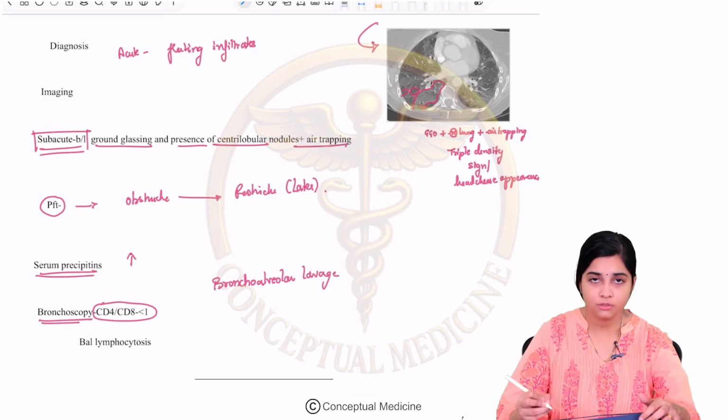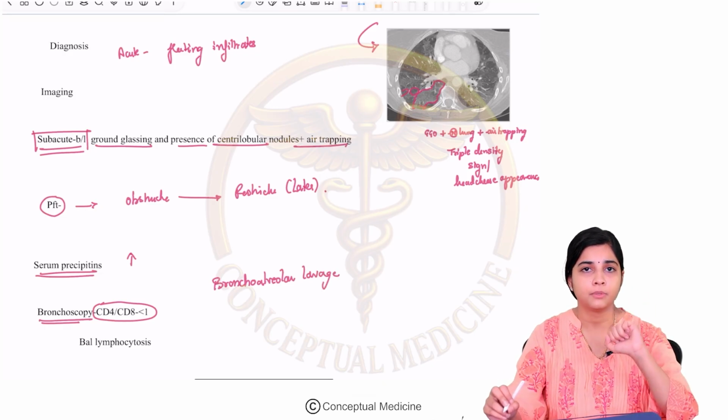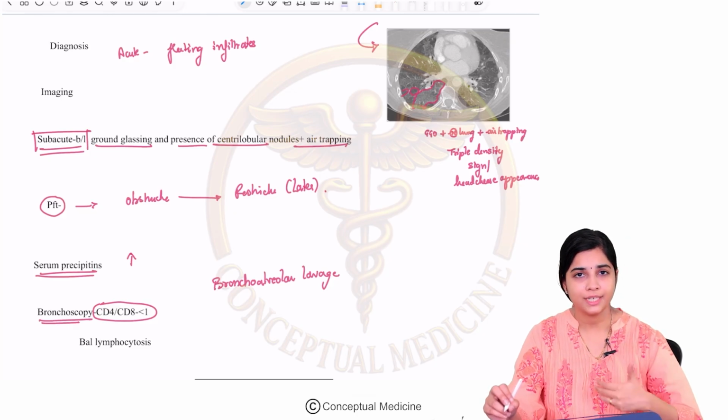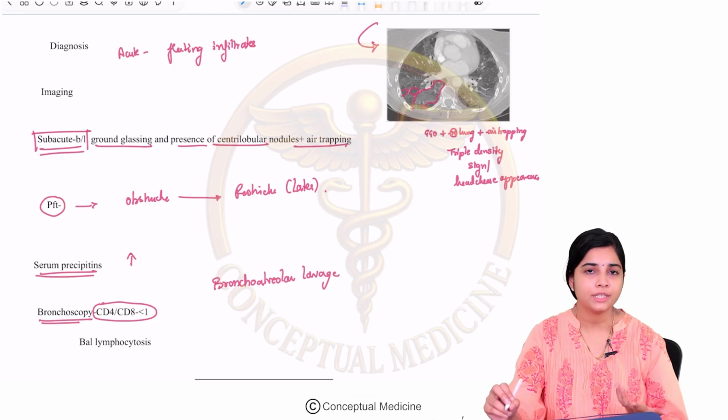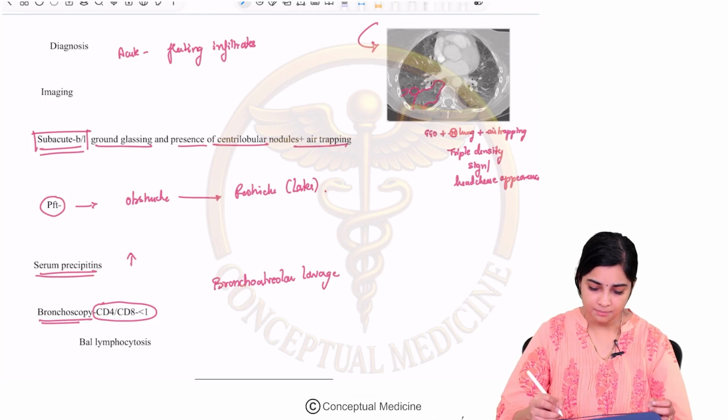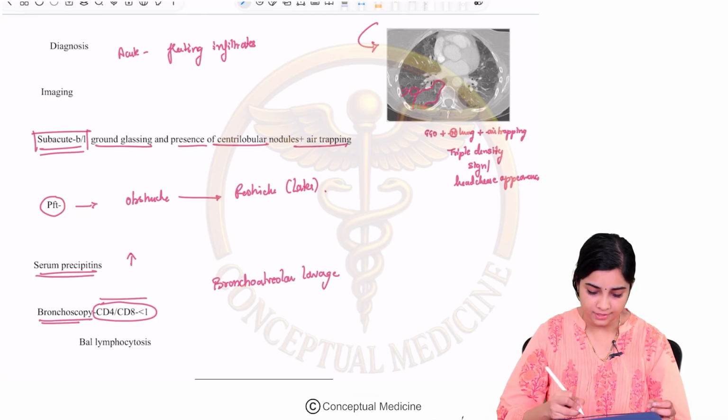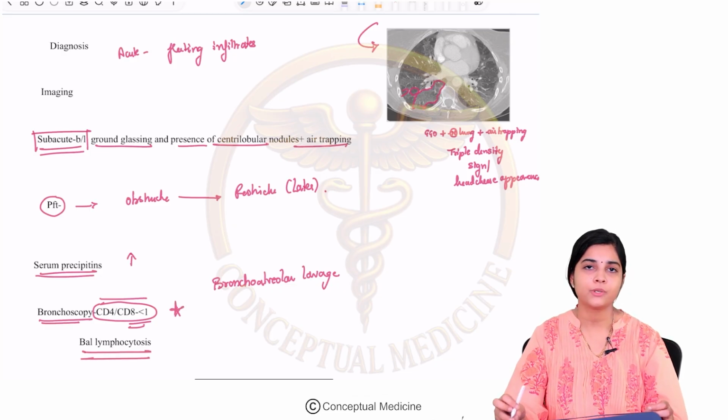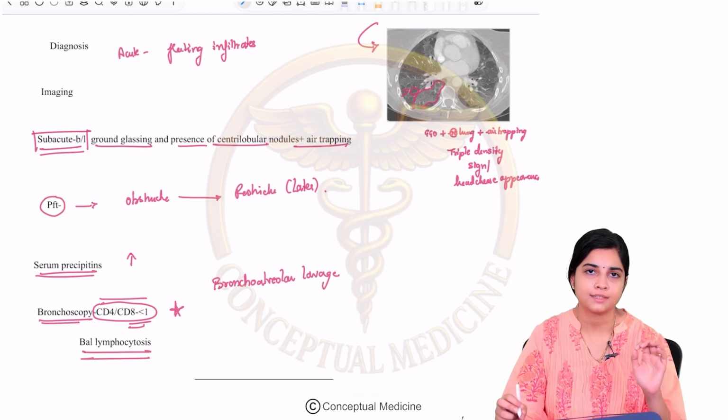So what you do in a bronchoalveolar lavage is that you do a bronchoscopy, you visualize the bronchioles and the airways and you take up samples from there. Once you take out the secretions and you see that the BAL CD4 to CD8 ratio is less than 1 and there is a BAL lymphocytosis, that is a very characteristic feature.